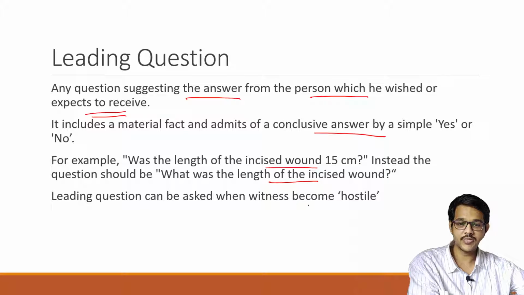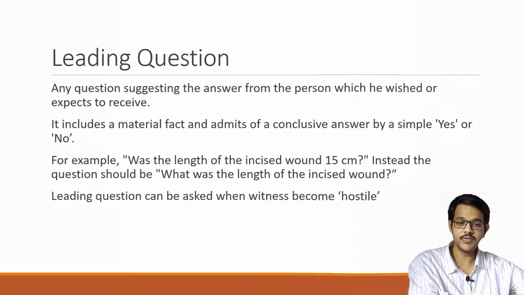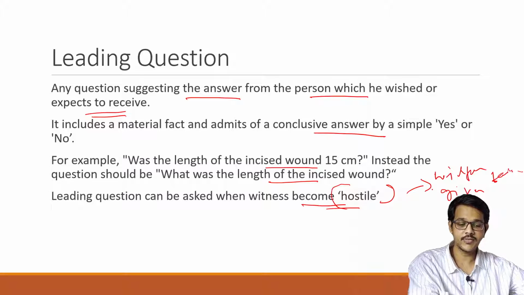Leading questions can be asked when a witness becomes hostile also. A hostile witness is one who willfully gives false evidence against the person who has summoned him. We have discussed this in previous videos. It is the one who willfully gives false evidence about certain facts and against the person who has summoned him.